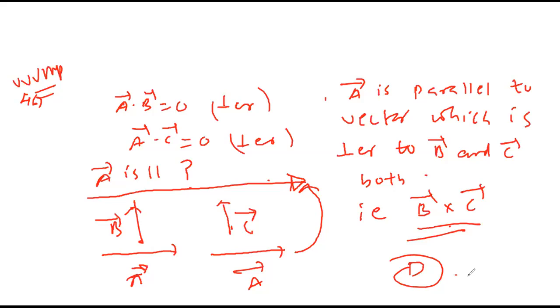Sum number 47. What is the dot product of vectors whose magnitudes are 3 and 5 and the angle between them is 60? This you should do on your own. Magnitudes 3, 5, angle is 60. That means 3 into 5 into cos 60. Cos 60 is half, so 7.5. Did you get 7.5? Yes, sir. Next one, try 48.